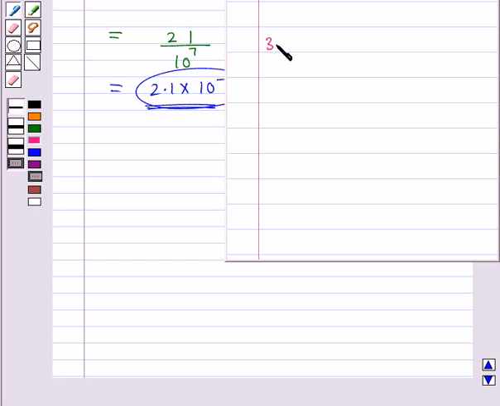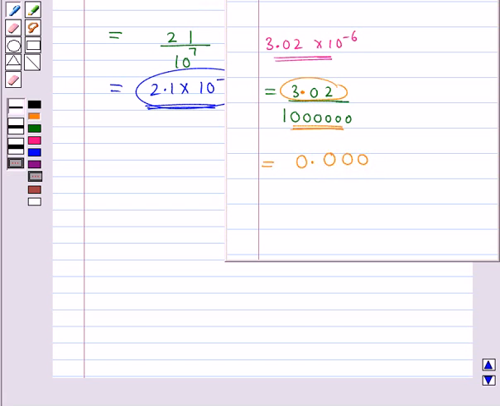Consider the number 3.02 multiplied by 10 to the power minus 6. Let's express this number in the usual form. This would be equal to 3.02 upon 1, 0, 0, 0, 0, 0, 0, that is, we put 6 zeros. Now, as you can see, we have 6 zeros in the denominator. So, in the numerator, we move this decimal 6 places to the left side. So we get 0.00000302. So this is how we have expressed this number in the usual form.